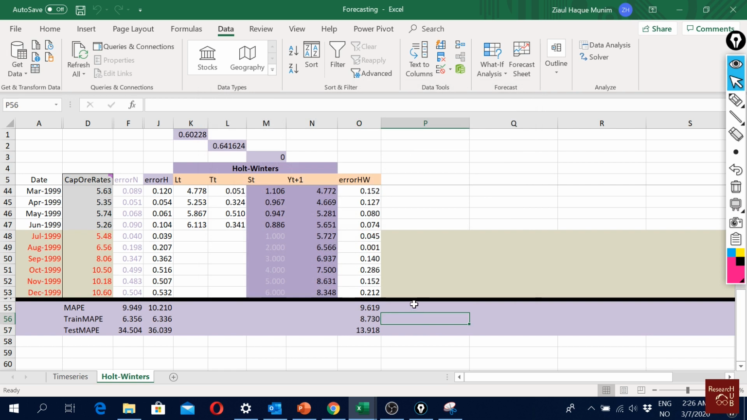So now what I get is that it's suggesting that we use 0.602 here and 0.64 here. And then we will get a value of 9.619. This one is not really good. If we consider only the training sample, then still actually our naive forecast model is better. But otherwise you can see that our overall MAPE actually improves with the Holt-Winters method, and also our test sample performance improves quite a lot.